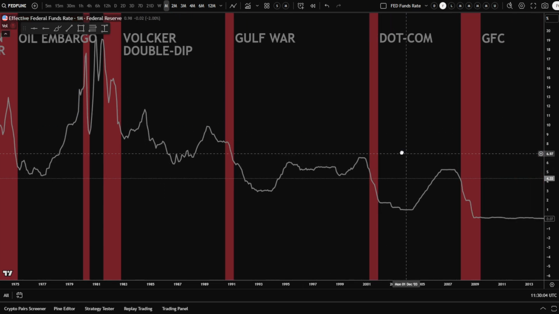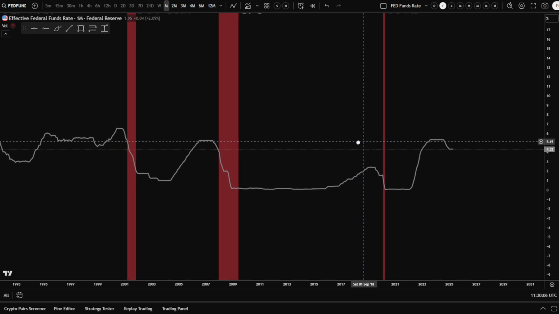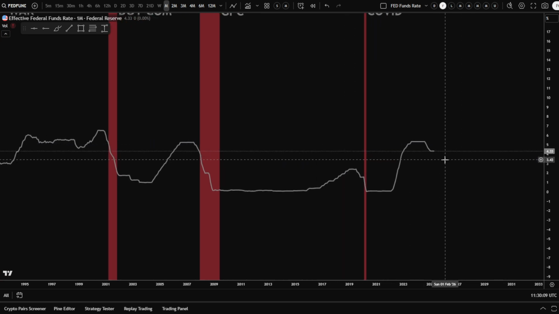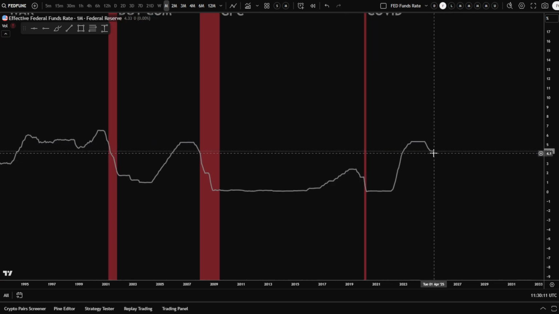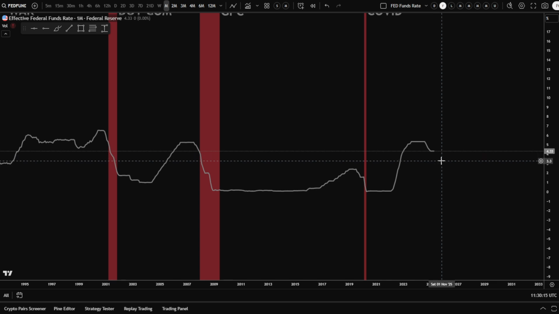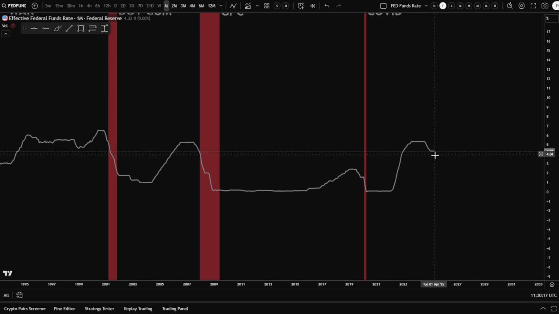So we want this potential recession here to be as delayed as possible, because this will give us the time for Bitcoin to go toward that 200k top while the federal funds rate is still being cut.